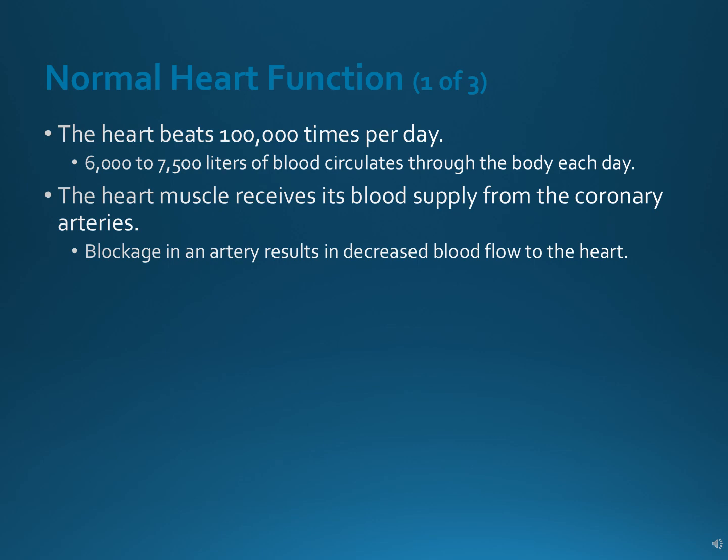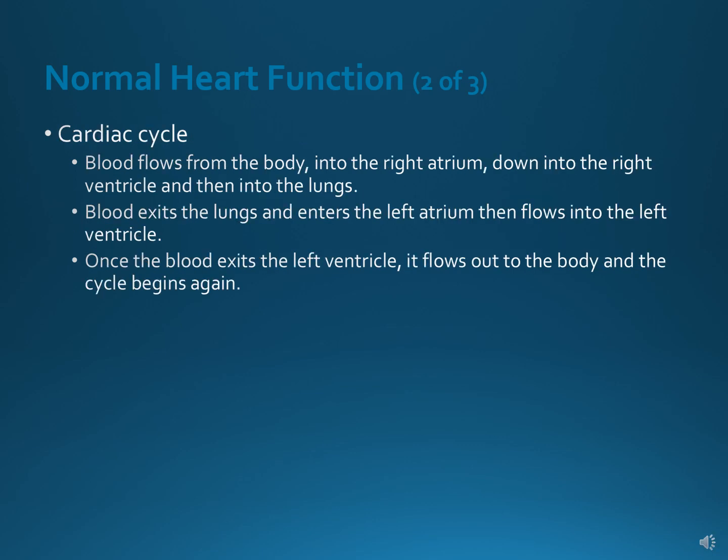The heart muscle receives its blood supply from the coronary arteries. Blockage in an artery results in decreased blood flow to the heart. So think about it this way: if you've got a garden hose and you block part of that garden hose, that increases the water pressure. In a similar way, blocked vessels contribute to high blood pressure, which is a risk factor for heart attack and stroke.